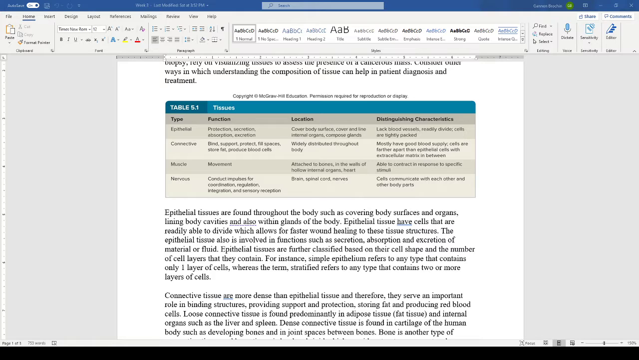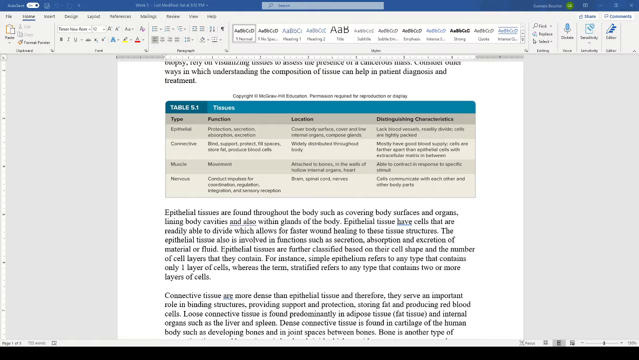So we see simple squamous epithelia lining the alveoli in the lungs, which is actually the portion of the lung where oxygen actually enters the body. We see it lining capillaries, lymph vessels. It's going to be on a lot of other membranes, and it typically is the membrane that covers all organs.